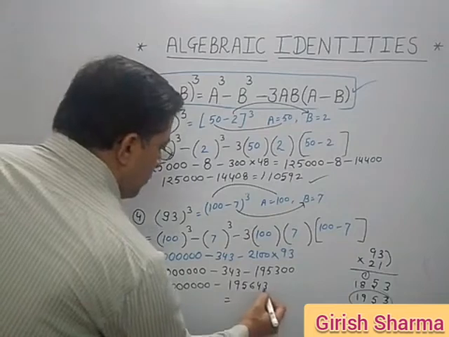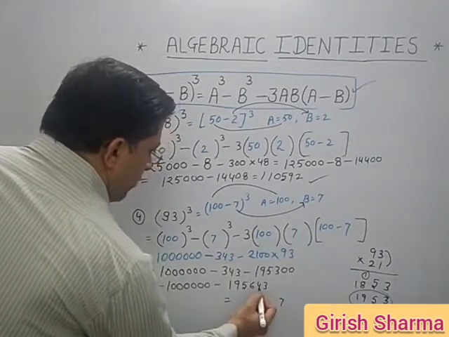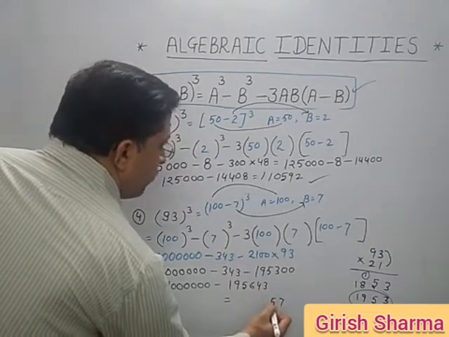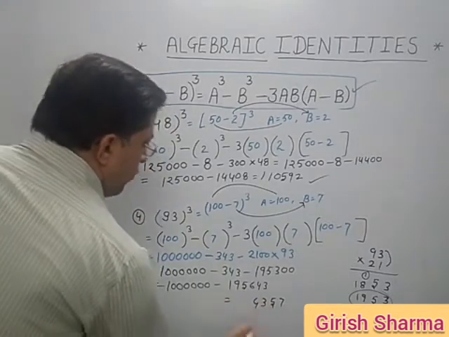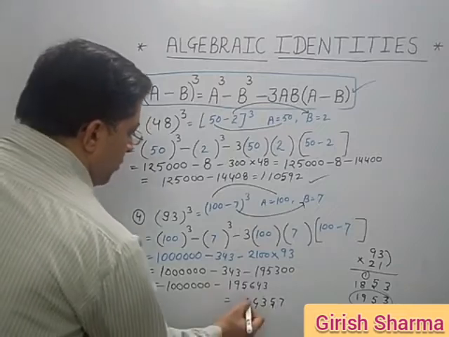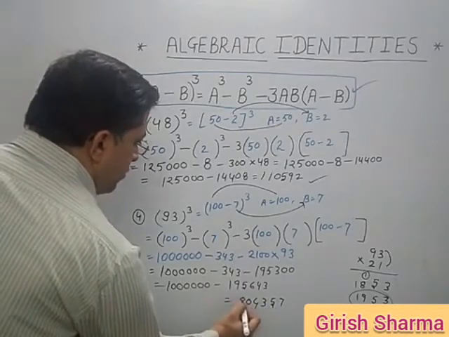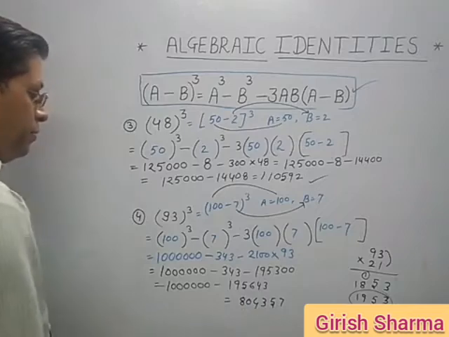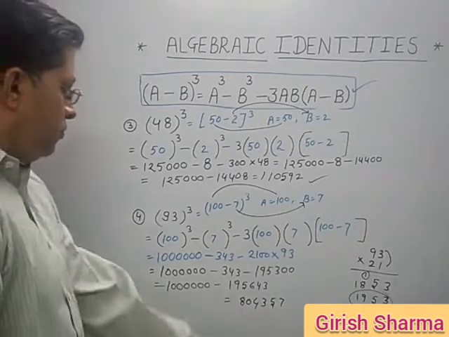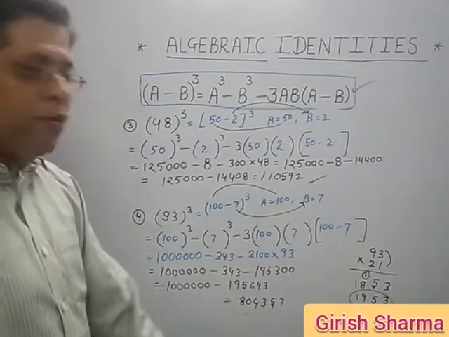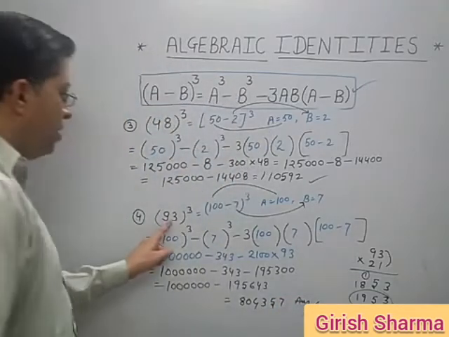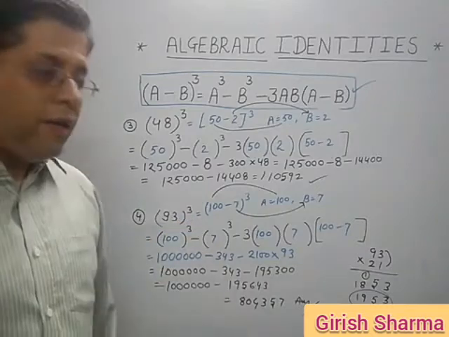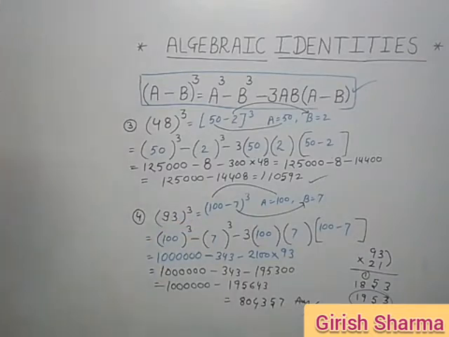10 minus 3 is 7. 9 minus 4 is 5. 9 minus 6 is 3. 9 minus 5 is 4. 9 minus 9 is 0. 9 minus 1 is 8. And this is over. By this way you can get the cube. Whenever a number is given like in a cube, you can easily evaluate it. Now come on to the next question.